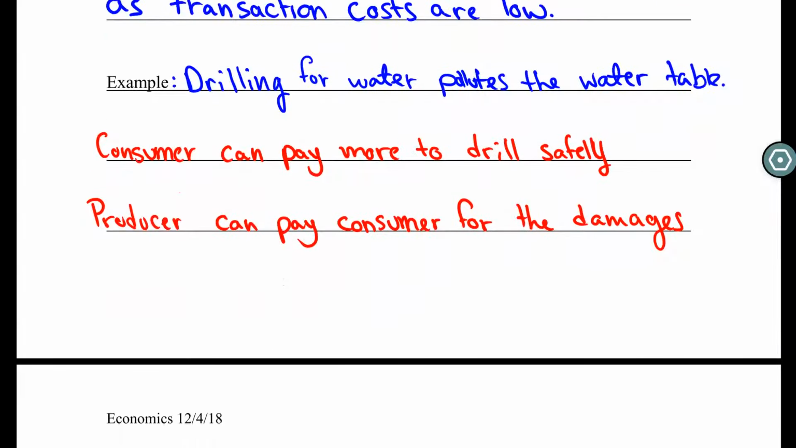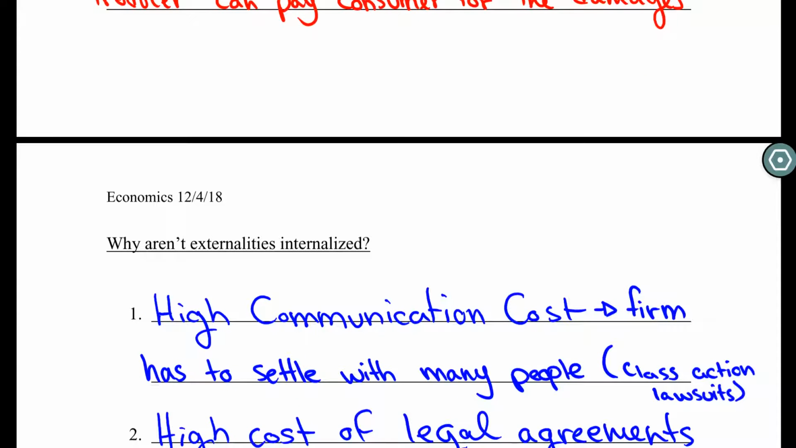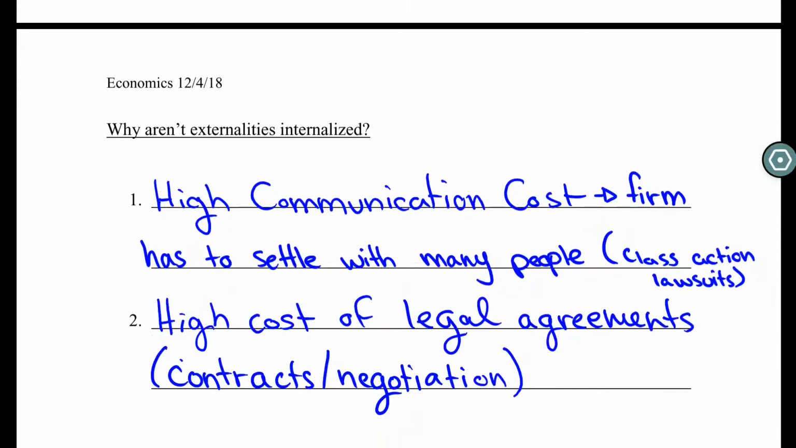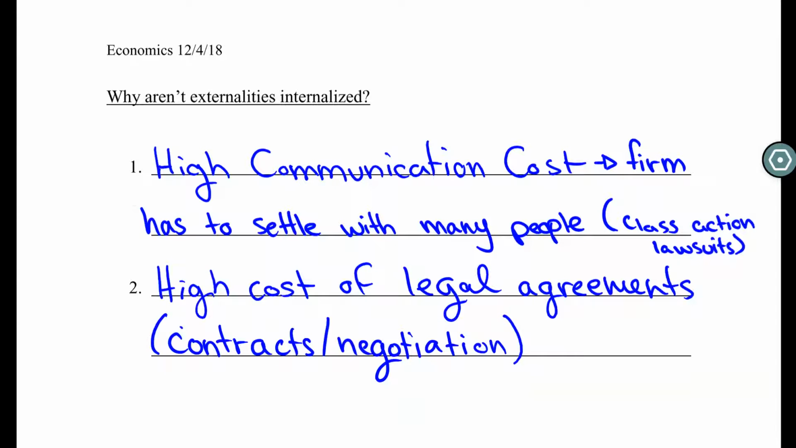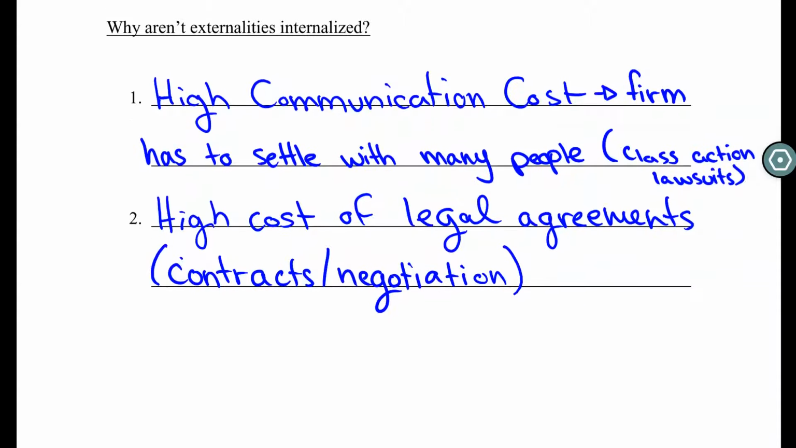So why don't firms always internalize the externality? Well, there are really two situations. There's a high communication cost, so the firm has to settle with many consumers, right? And this normally takes the form of class action lawsuits. That means we've got a lot of lawyers involved and a lot of expenses for the firm. So there's a high cost for that aspect of internalizing the externality, addressing the negative effect. And then there's a high cost to negotiating and contracts for those legal agreements. So those both increase our cost of addressing the problem a firm creates. Since firms are frequently not going to address their negative externalities, we're going to be looking for an alternate solution.